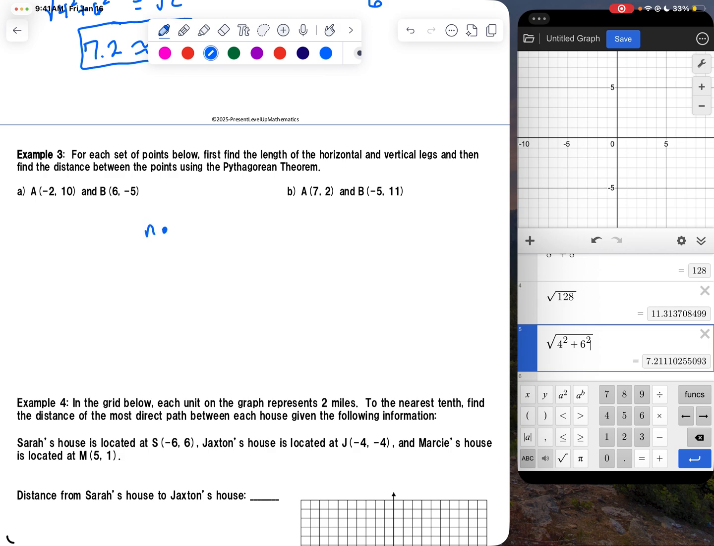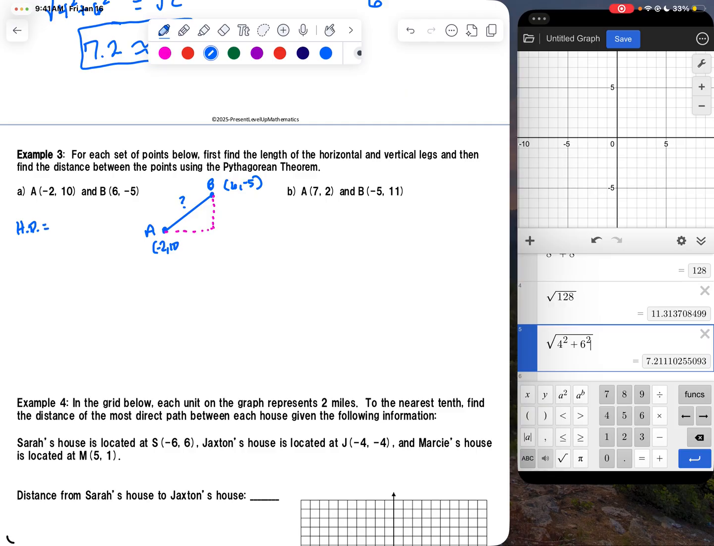We have point A located at negative 2, 10. And point B is located at 6, negative 5. And we're trying to find the length of this line segment. Now, remember, to do that, we're going to form a right triangle. And we need to find the horizontal distance of that triangle and the vertical distance. So let me start with the horizontal distance first.